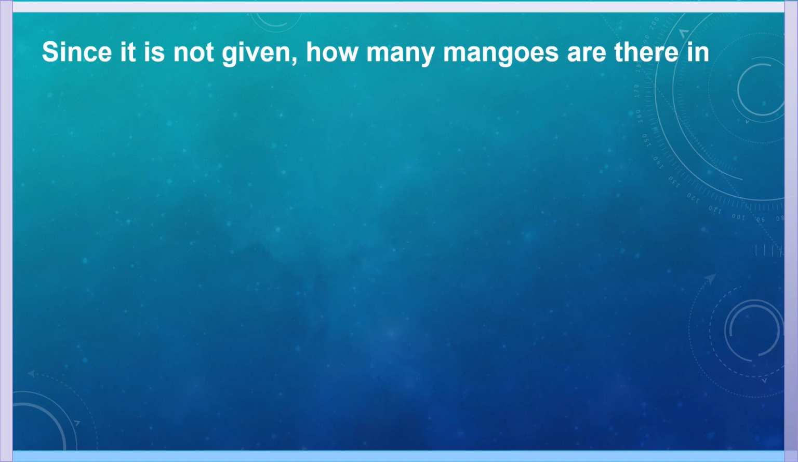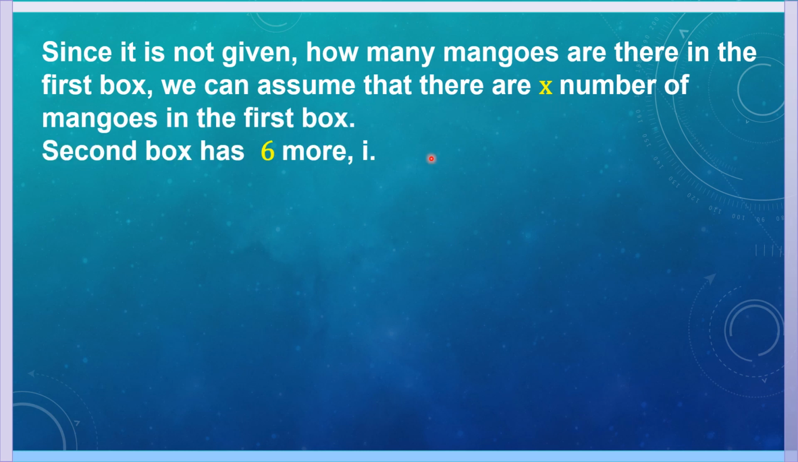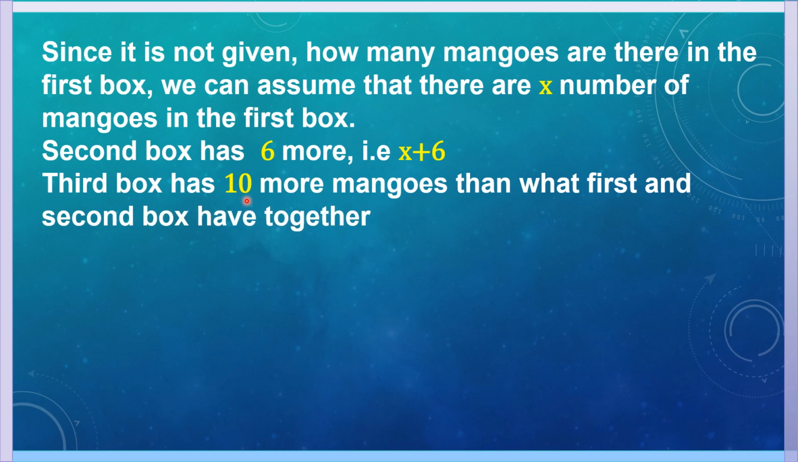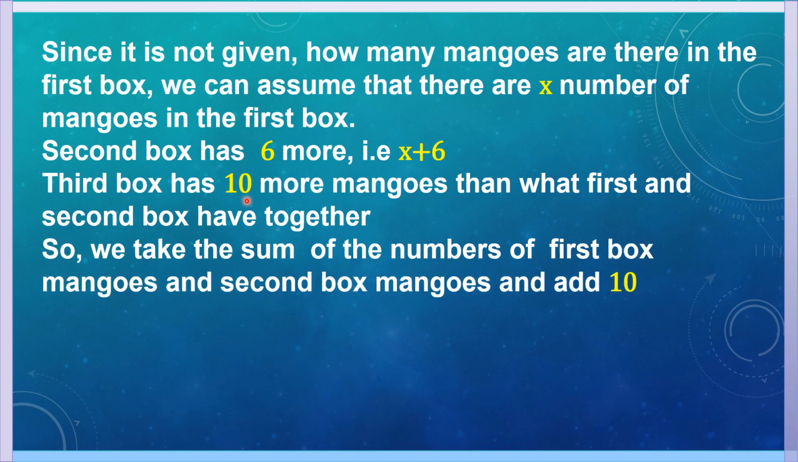Since it is not given how many mangoes are there in the first box, we can assume that there are x number of mangoes in the first box. Second box has 6 more, that is x plus 6. Third box has 10 more mangoes than what the first and second box have together. So we take the sum of the number of mangoes in the first box and the number of mangoes in the second box and add 10. Now the expression will be x plus 6 plus 10.